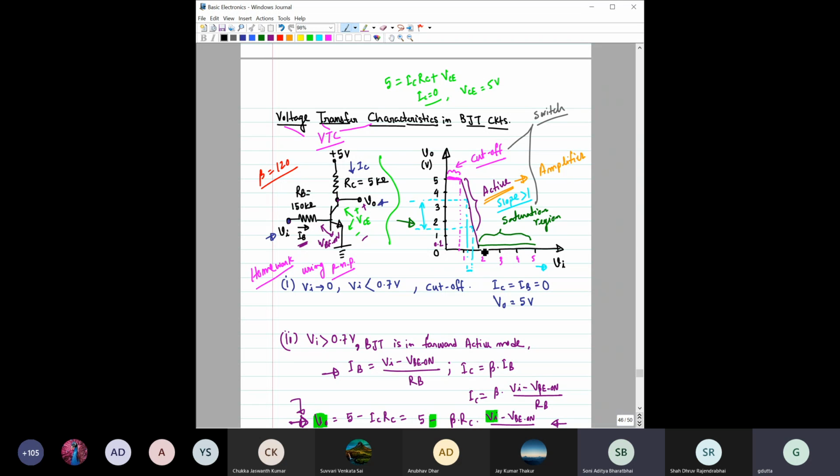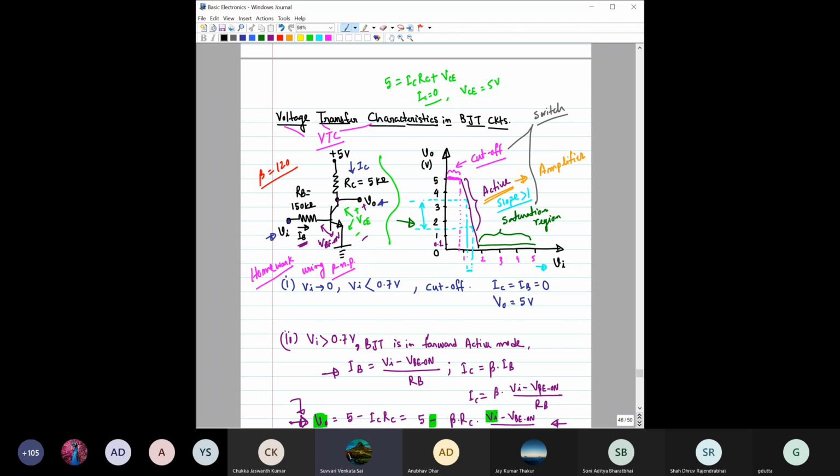But if you now consider a voltage higher than, say, 1.9 volt for this particular circuit, then for any voltage above 1.9 volt, the output voltage would be 0.2 volt only. Even for 5 volt, it would be 0.2 volt only, right? Which is close to zero. Obviously, it is not equal to zero, but it is close to zero.